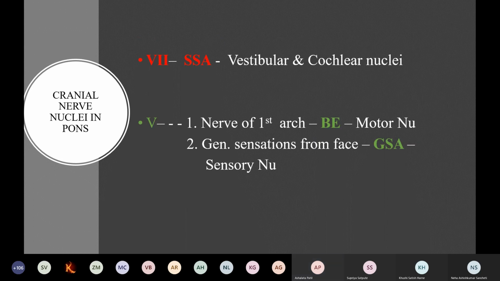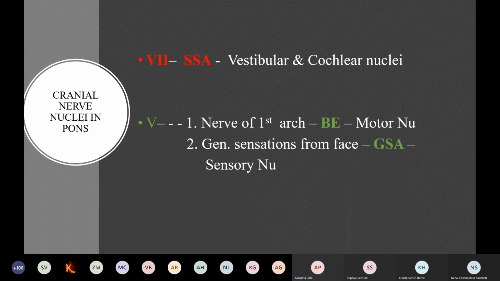Then the 8th cranial nerve, the vestibulocochlear nerve. So vestibular and cochlear nuclei are there. There are 4 vestibular nuclei, superior, inferior, medial and lateral, situated partly in the medulla and partly in the pons. And the cochlear nuclei, ventral and dorsal, are situated within the pons.